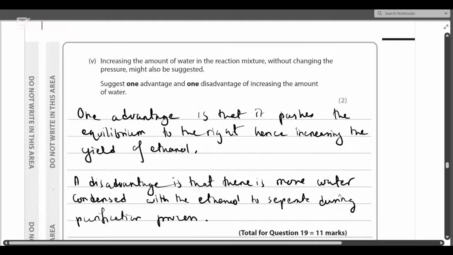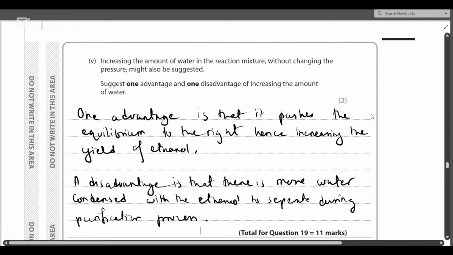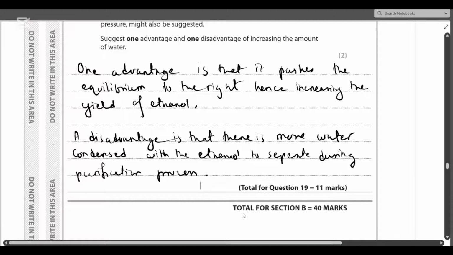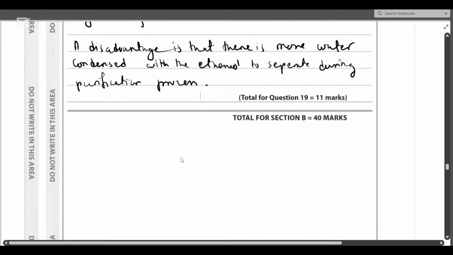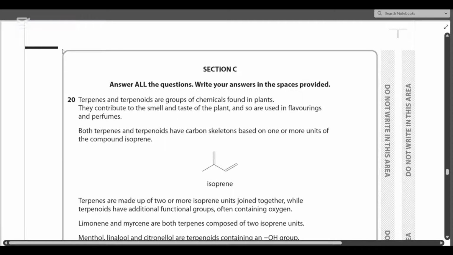So this eventually basically decreases the purity of the whole mixture. Okay, so that's basically it. And with this, we're done with section B. So now let's move on to the next part of our paper, which is section C.